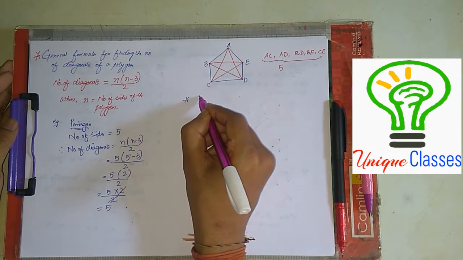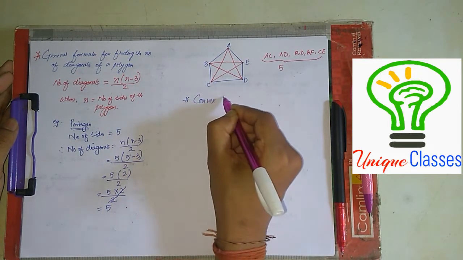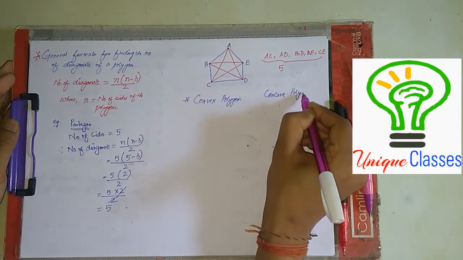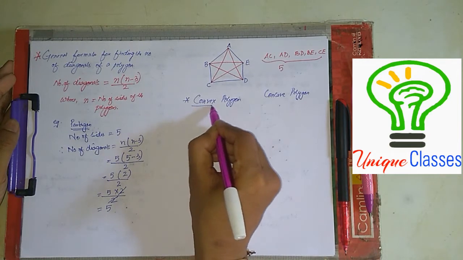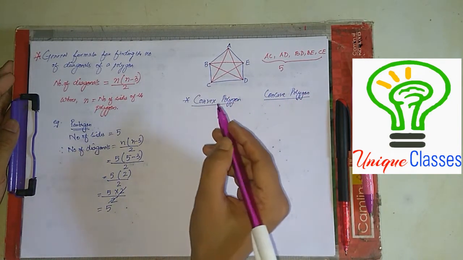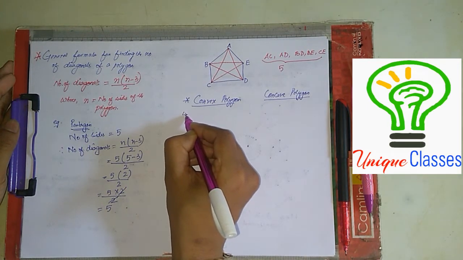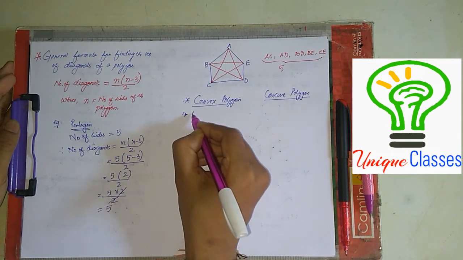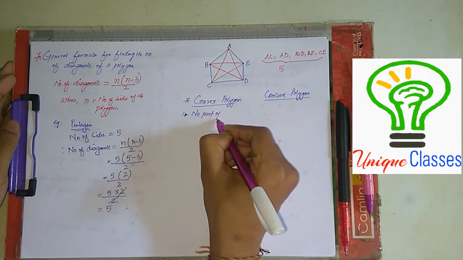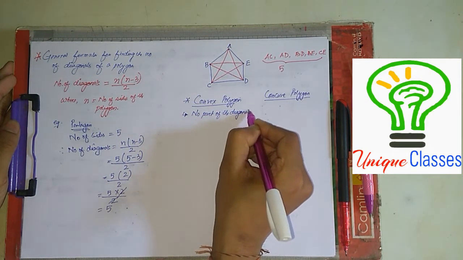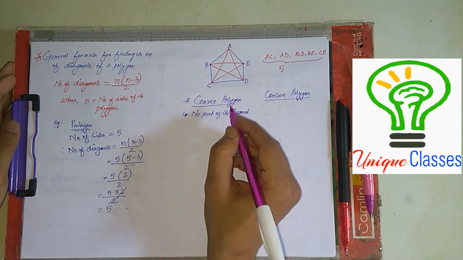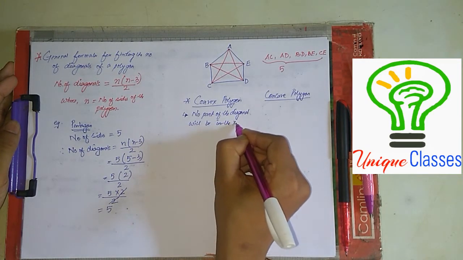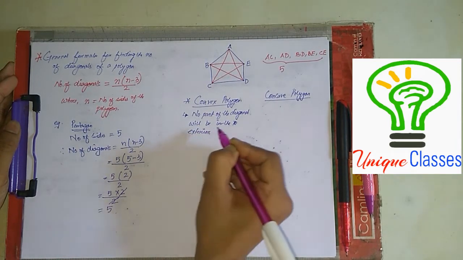Now we'll be discussing convex polygon and concave polygon. Convex polygon and concave polygon. First point, what is a convex polygon? In case of a convex polygon, no part of the diagonal will be in the exterior. No part of the diagonal will be in the exterior.